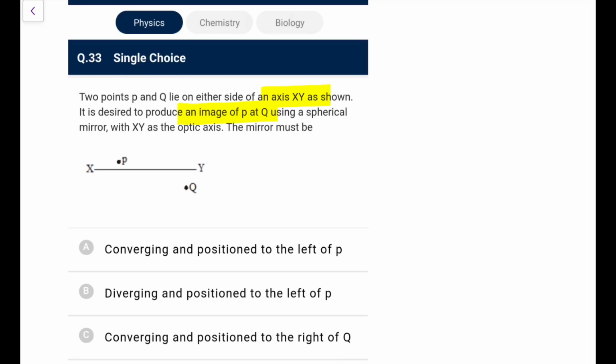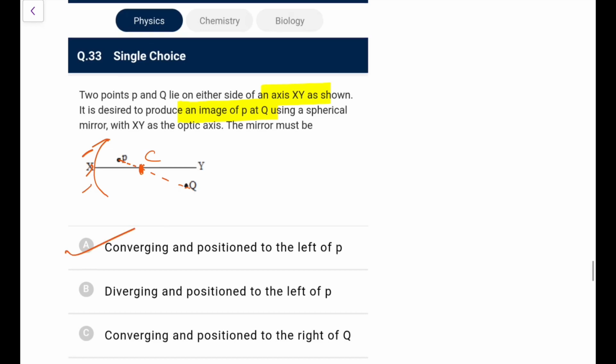And what we can make out, this height is getting increased, so it should be somewhere here, and it should be lying between F and 2F. I can directly make it out. Also you know this PQ, if they join, they will meet at the principal axis at the center of curvature, so you can directly go for this. So it is converging, in a position to the left of P. That is going to be option A.